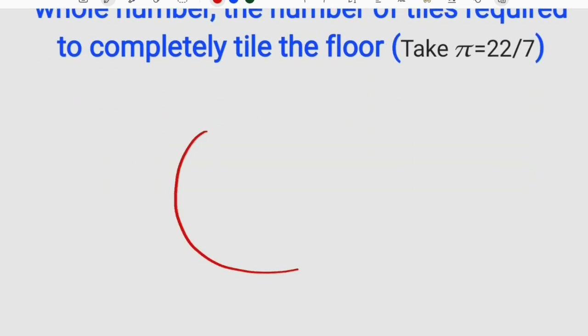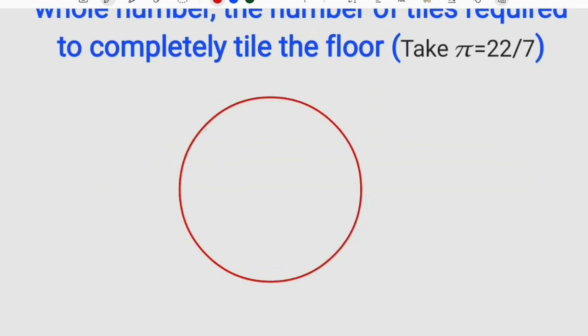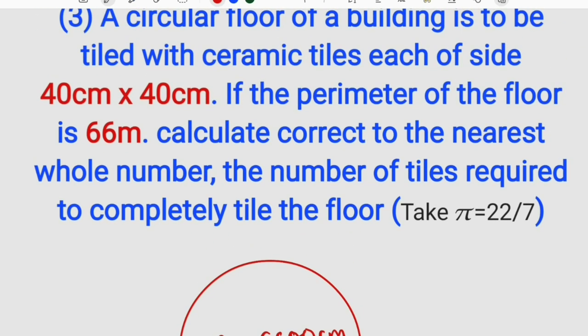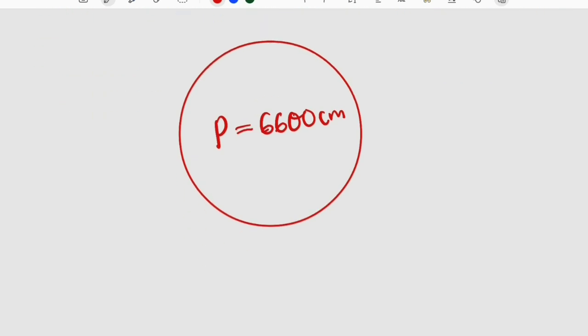Let's assume that this is the floor, because they say it is a circular floor. So the perimeter P of this floor is 66 meters, which we can convert to centimeters by multiplying by 100. This will be in centimeters, because you can see that the tile is in centimeters. So I just decided to convert this to centimeters, or you can even convert this to meters by dividing by 100, all the same.